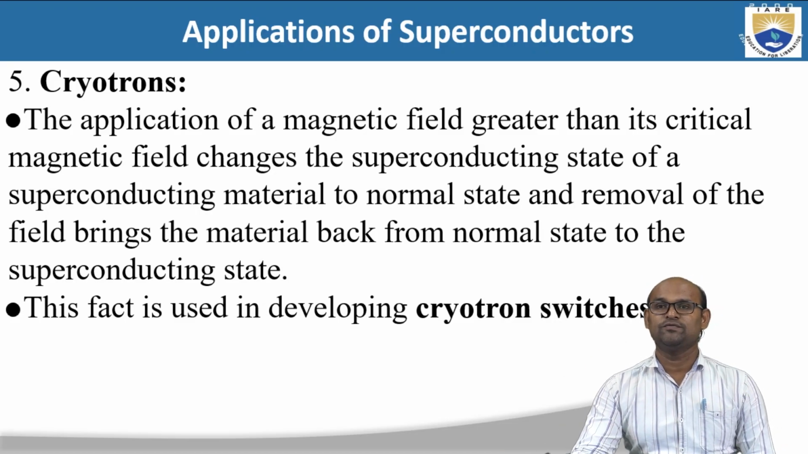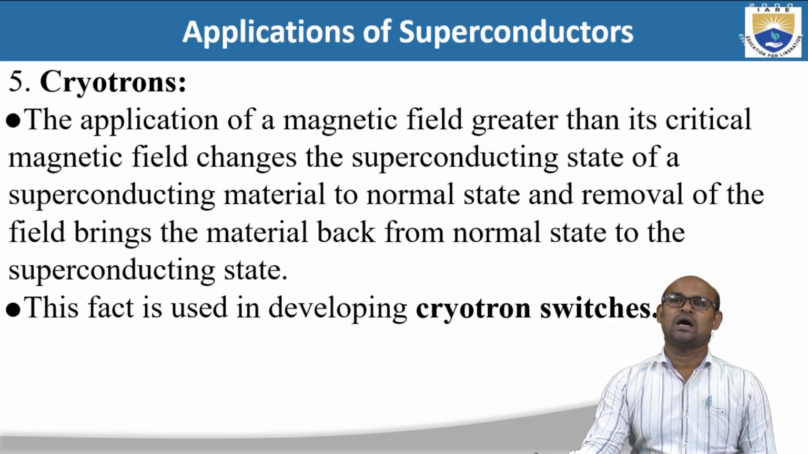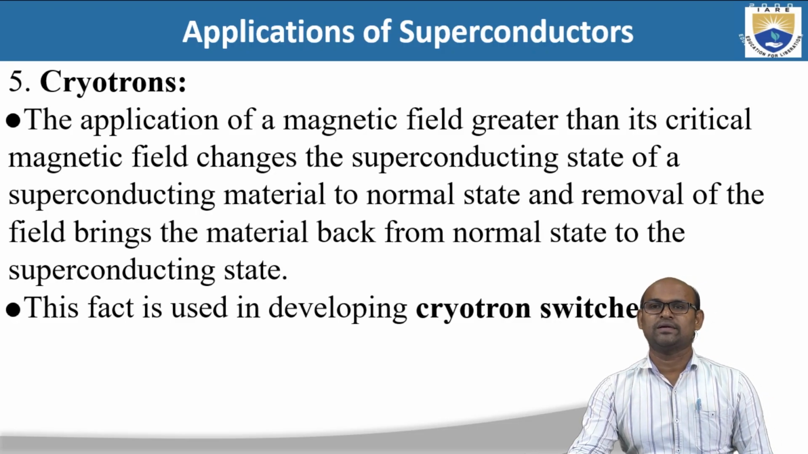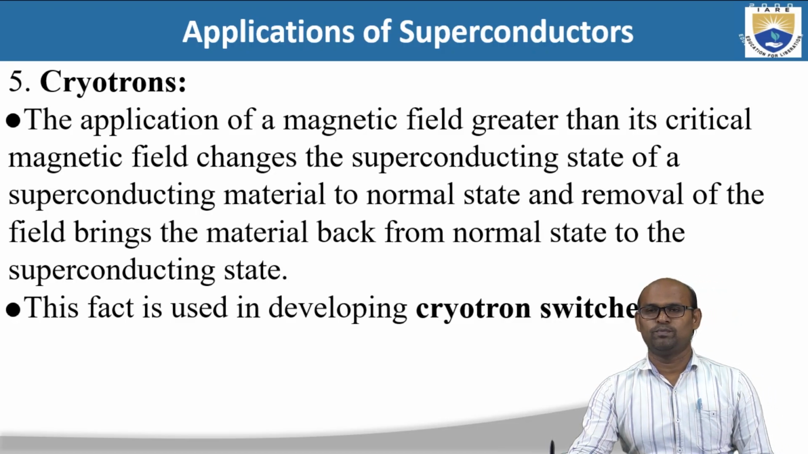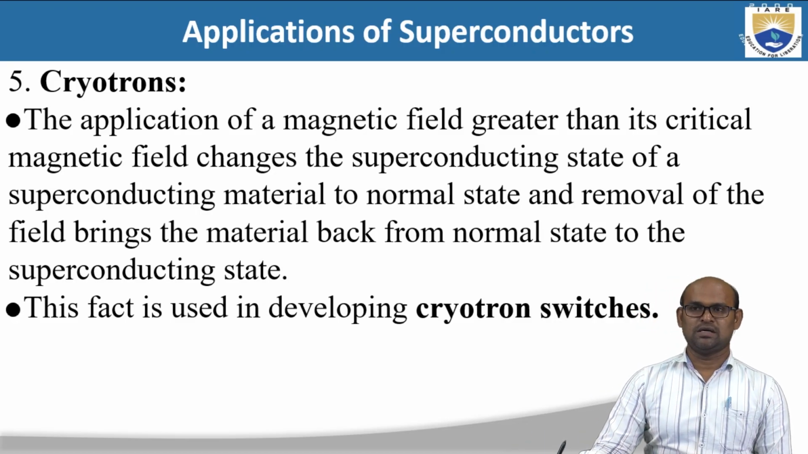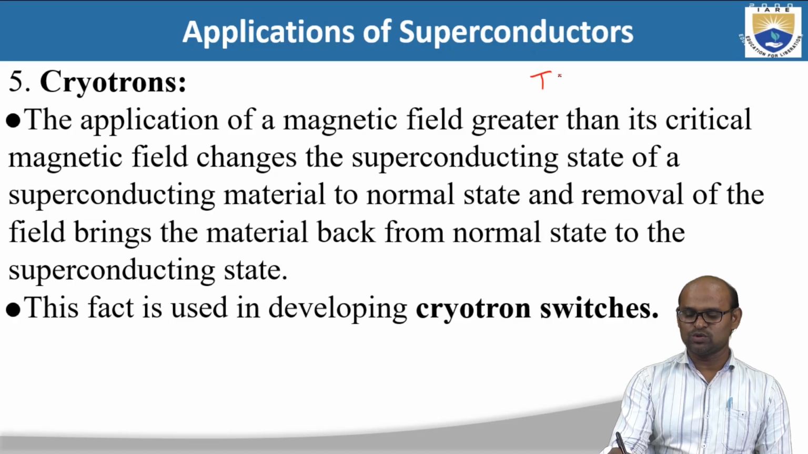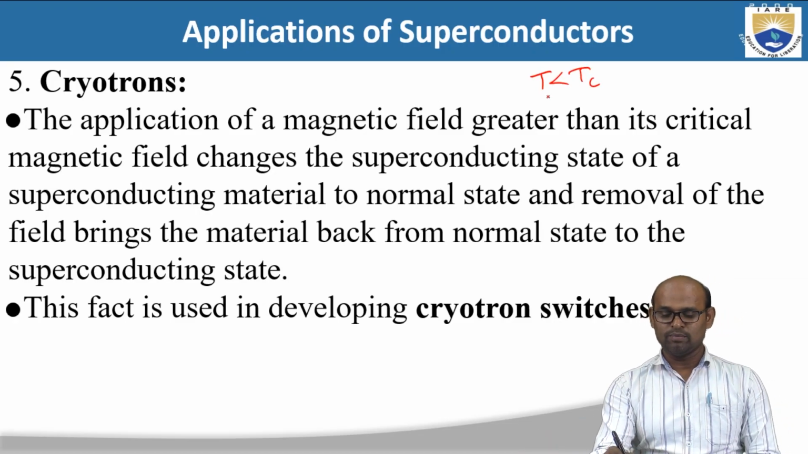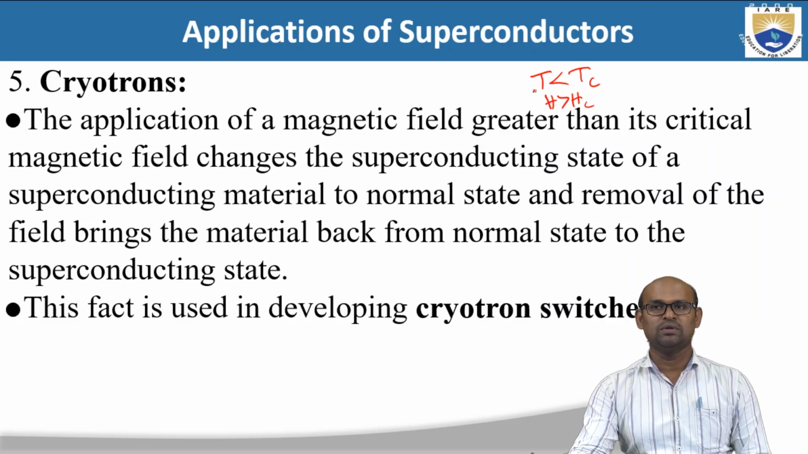The application of a magnetic field greater than its critical magnetic field changes the superconducting state of a superconducting material to the normal state, and the removal of the field brings the material back from the normal state to the superconducting state. So we have studied that by applying a magnetic field to this superconducting material, we can change the material from superconducting state to normal state, or from normal state to superconducting state, below Tc or above Tc by changing the temperature. Even if the material is in the superconducting state where T is less than Tc, by applying a magnetic field H greater than Hc, the material can go from superconducting state to normal state whenever the magnetic field is greater than the critical magnetic field.